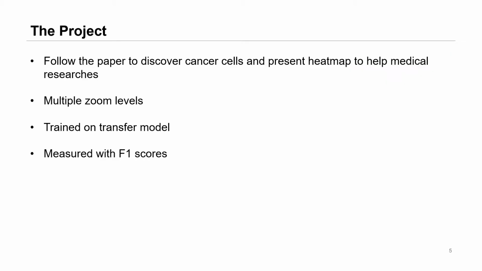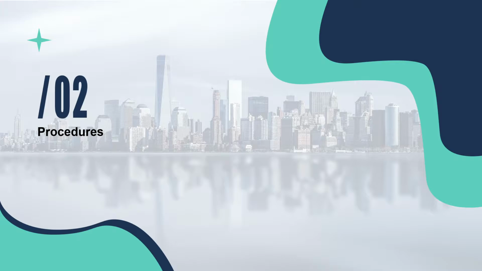So our project is just to follow the paper and try to build our own system to detect such cancer parts. In this project, I tried multiple zoom levels, and I used a transfer model to train and predict the results. To evaluate the performance, I use F1 scores. So next is procedures.